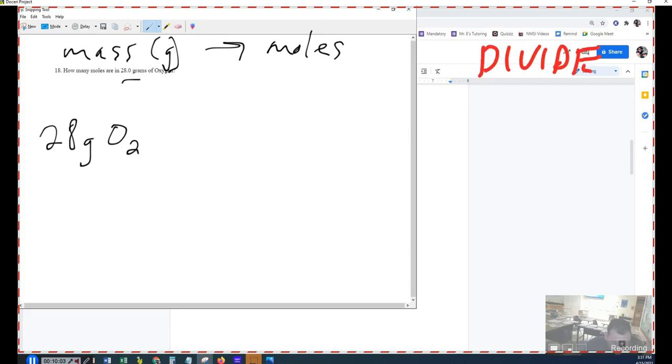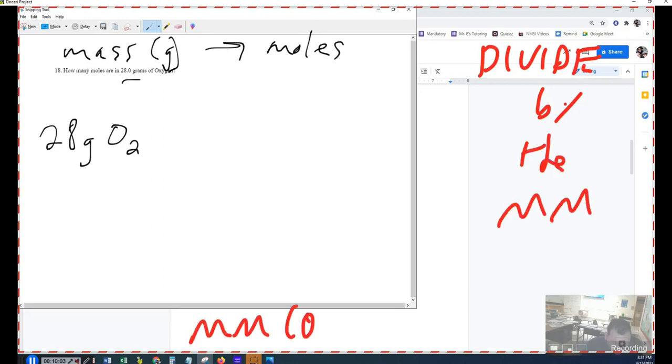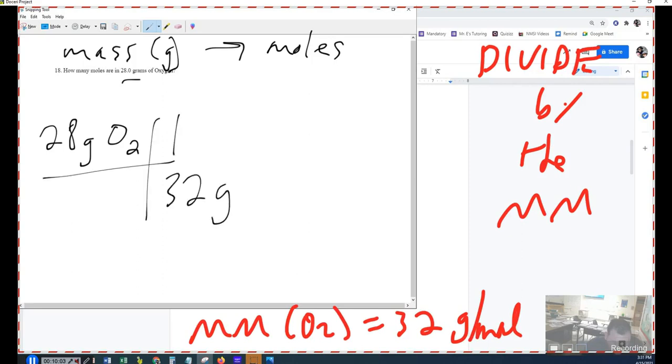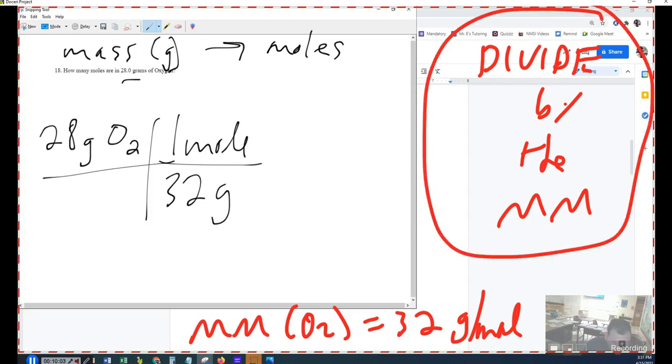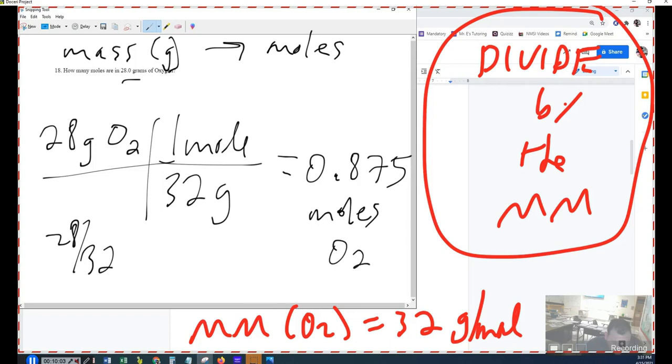Divide by the molar mass. The molar mass of O2 is 32 grams in 1 mole. So that will go here, 32 grams in 1 mole. I'm going to divide 28 by 32. Again, we're dividing by the molar mass. 28 divided by 32. What do we get there? I got to type this one on the calculator. 28 over 32. That's 0.875 moles of O2.